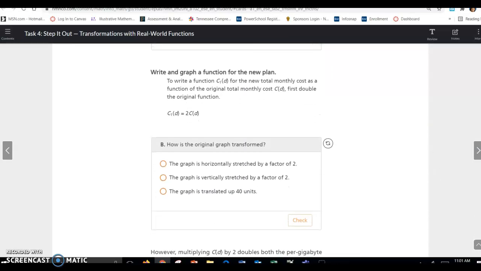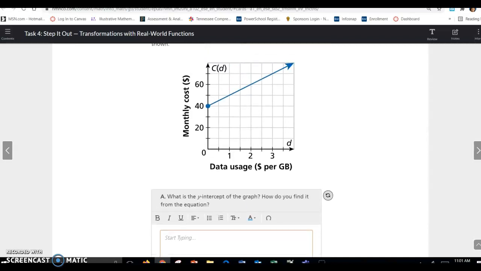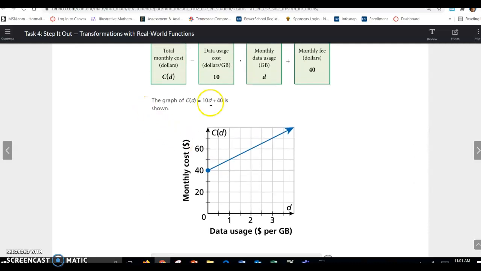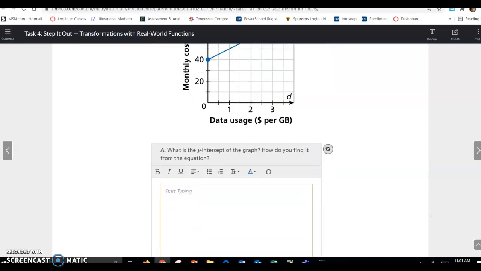All right, write and graph a function for the new plan. To write a function, C1 of D, for the new total monthly cost as a function of the original total monthly cost, first double the original function. So if you double the original function, that means you're doubling everything. So you're going to put this in parentheses, and you'll have 2 times all of this. That's what it means to double the function. So if we double the whole function, we've multiplied everything by 2.